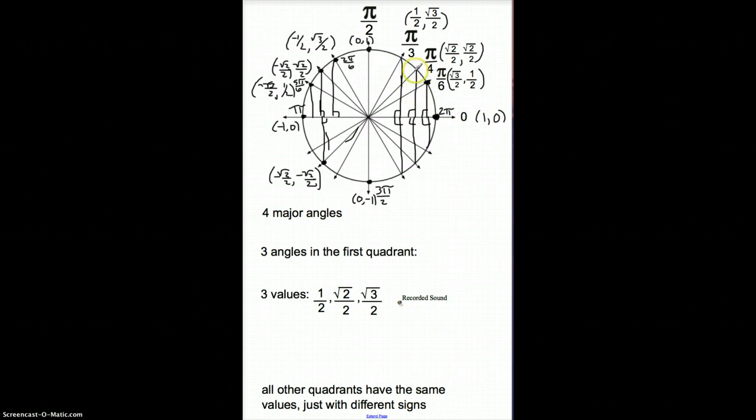And then the 45-degree angles: pi over 4, 2 pi over 4, 3 pi over 4, 4 pi over 4, 5 pi over 4, 6 pi over 4, 7 pi over 4, and 8 pi over 4. So once you know those, you should know all of the values, the coordinates, and all of the angles. Just focus on that first quadrant and you'll know everything else.